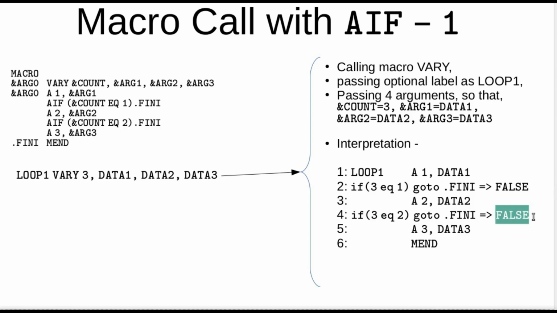So there is no question of branching anywhere. We are not going to branch to the last statement which has the label .FINI, because the condition is false. There is no branching. So in sequential order, we are moving on to the next instruction, which is a3 data 3, as data 3 has been passed in place of &arg3, right? So this was the last executable instruction. After that we have simply a MEND pseudo-op, which means the macro operation has ended.